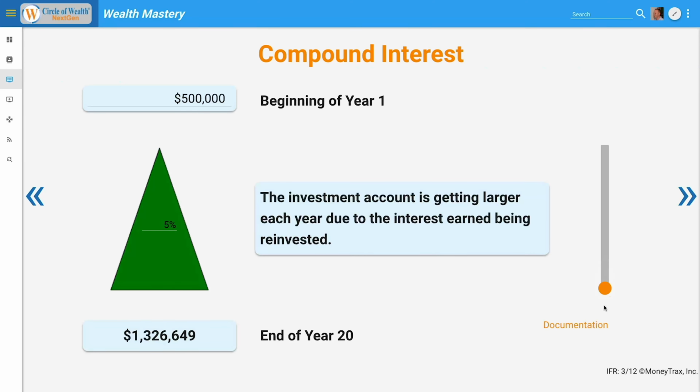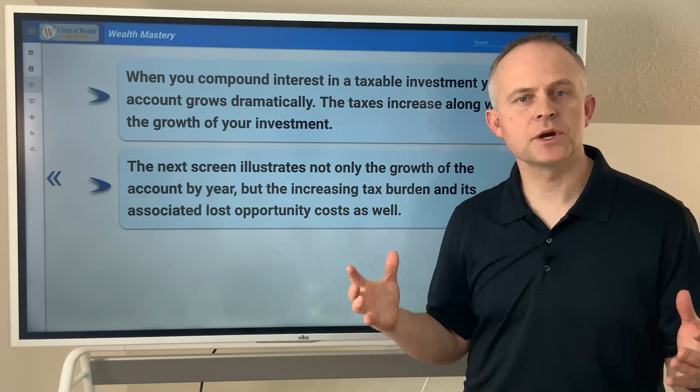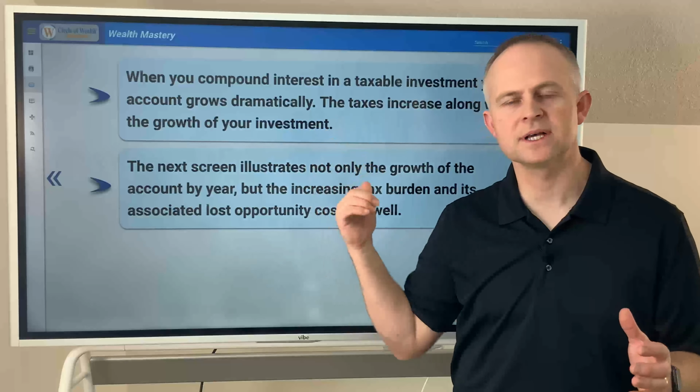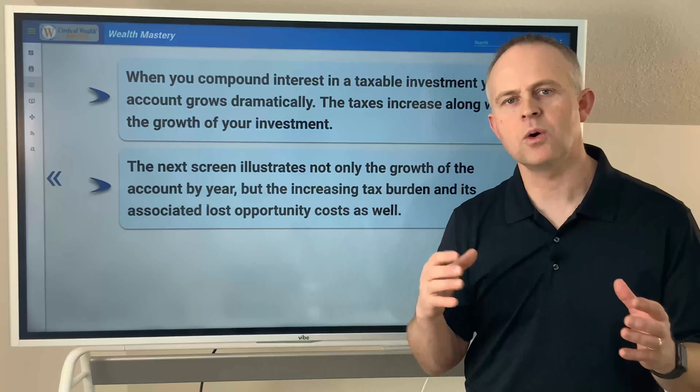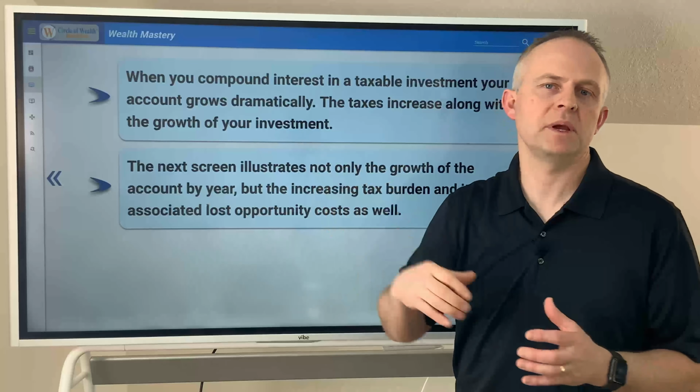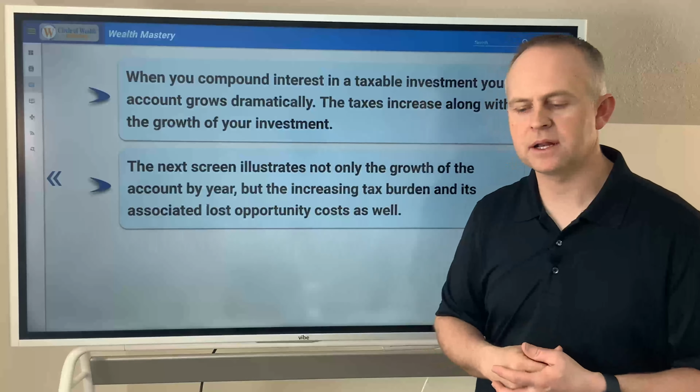So just basic compounding interest, $500,000 over 20 years at 5% interest would grow to $1.3 million. Okay, so when you're growing money inside of a taxable account, yes, the account is growing like we saw on that last screen, but so is the problem, or in other words, so are the taxes that you're going to be paying. Those are also compounding along with it.